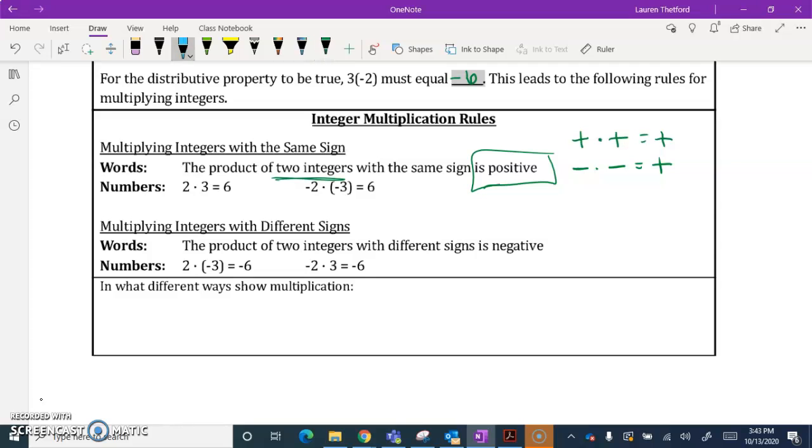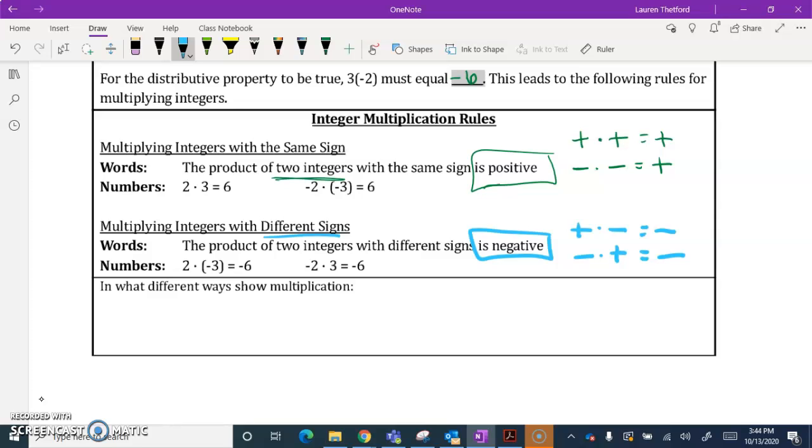When you multiply integers with different signs, you get a negative answer. For example, a positive times a negative gives me a negative. A negative times a positive gives me a negative. So positive 2 times negative 3 gives me a negative answer, which is negative 6. Negative 2 times positive 3 still gives me a negative answer, which is negative 6.